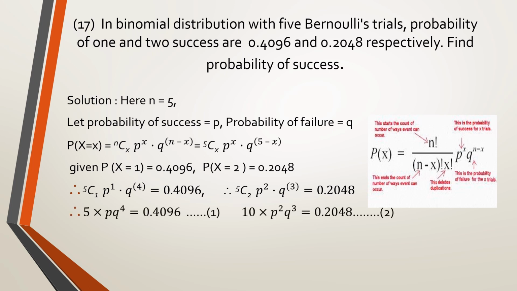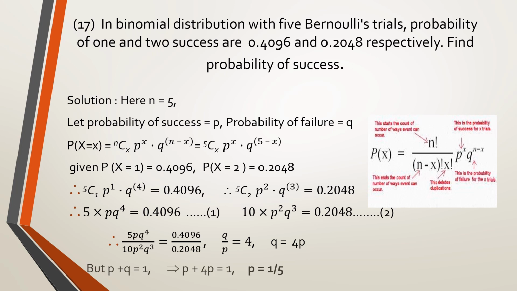We get two equations. 5 times P into Q raised to 4 is 0.4096. 10 times P squared Q cubed is 0.2048. So dividing the two, we get the value of Q by P as 4. So Q is 4 times P. Also we remember P plus Q is 1. So substituting in that, we get the value of P as 1 by 5.